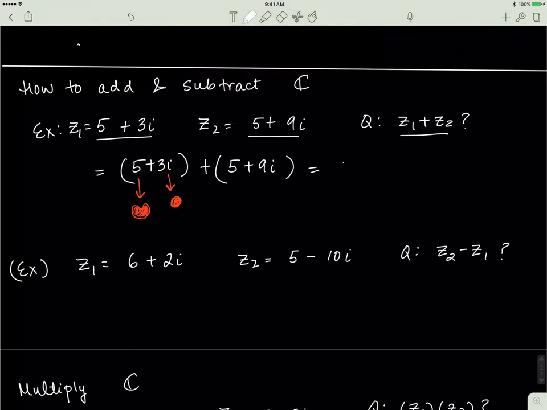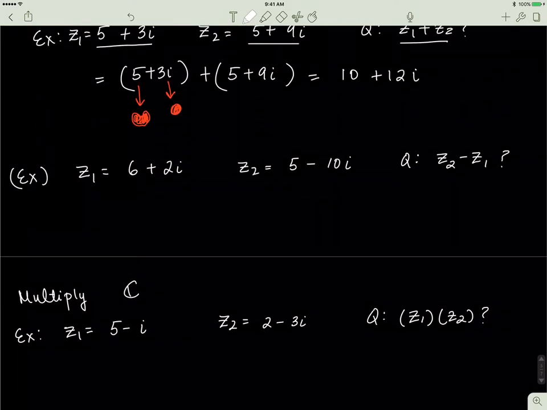So I'm going to add the so-called apples, or the real numbers. 5 plus 5 is 10, and then I'm going to add the oranges. So 3i plus 9i turns out to be 12i. So it's just simple addition that we've been seeing so often. You treat the i like some sort of variable, and then you do the math. Treat i like x. Just treat it like any normal algebraic equation where i can be replaced with x, and then do the math that you already know how to do.